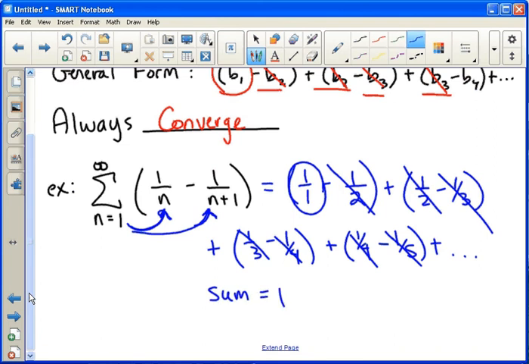Because we know automatically, just because it's telescoping, that it's going to converge. So we can also find the sum. In this case, it's 1.